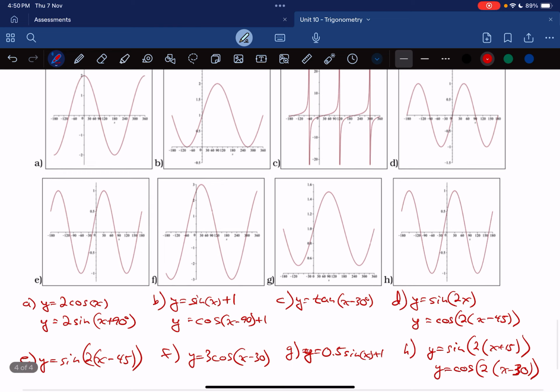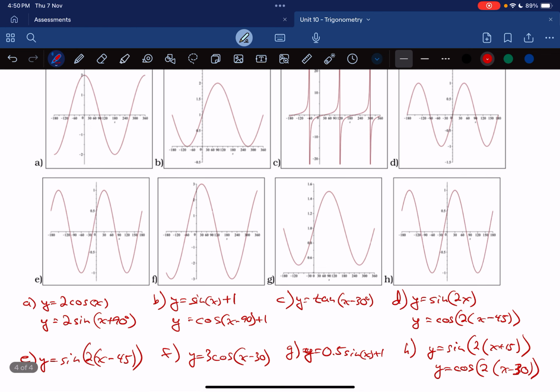Okay, so again, these are some of the answers for these trigonometric functions. If you got something different, again, check it on your GDC or on Desmos. But that is it for today.